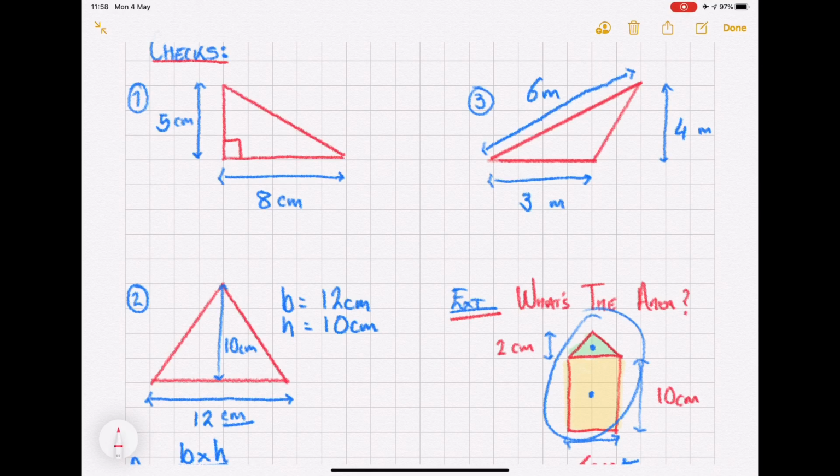All you have to do is find the base, find the perpendicular height, write out the formula, which is base times height divided by 2. You substitute in the numbers, you do the top multiplication, you do the division, and then you check the units. So it's a really simple process that hopefully we can all get on board with.